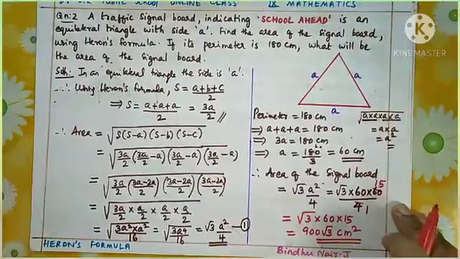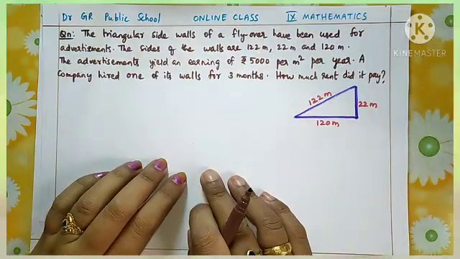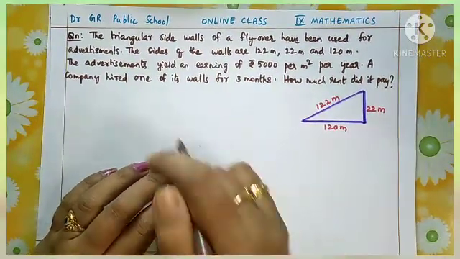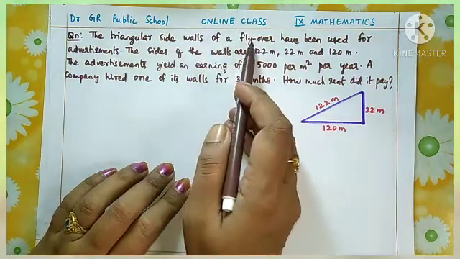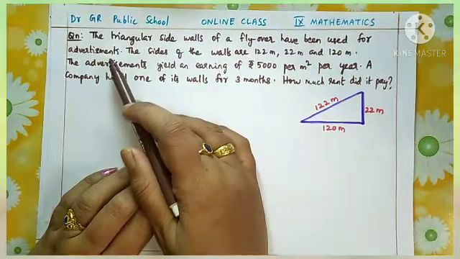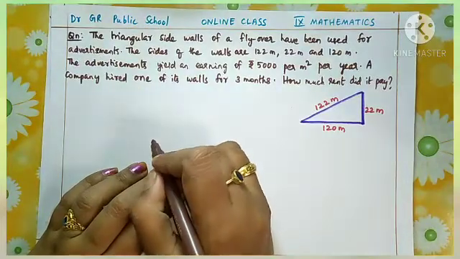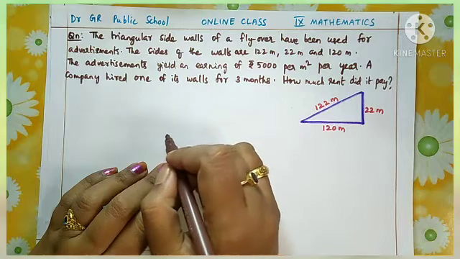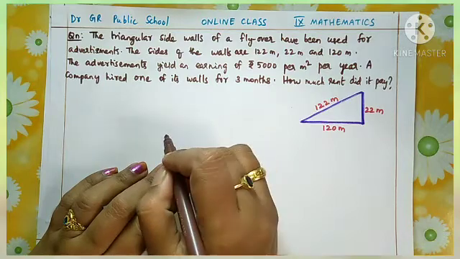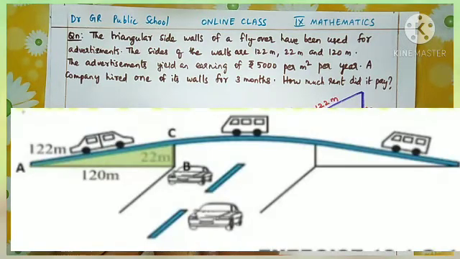Okay, children. Okay, students, we are going to see one more question now. The triangular side walls of a flyover have been used for advertisements. Do you know what is a flyover, children? Yes, I hope all of you know what you mean by flyover. Okay, so the picture is shown here and you will understand what is the structure of this flyover.